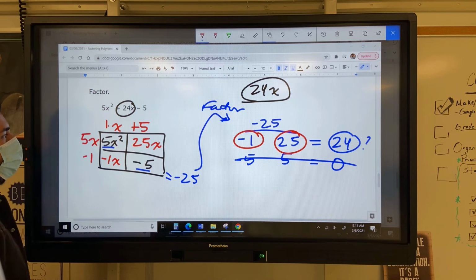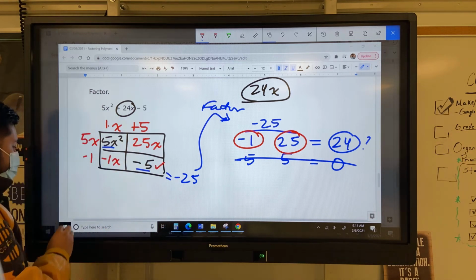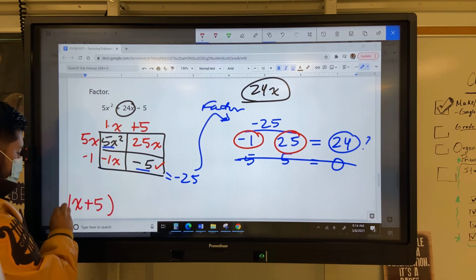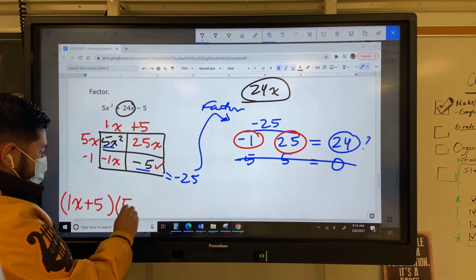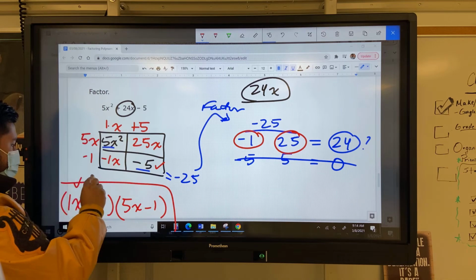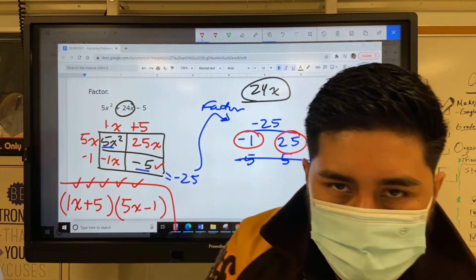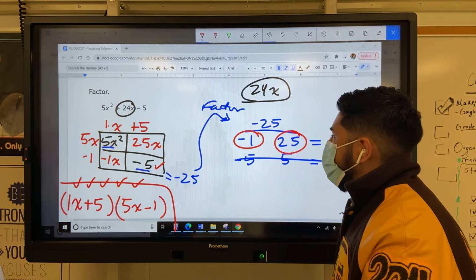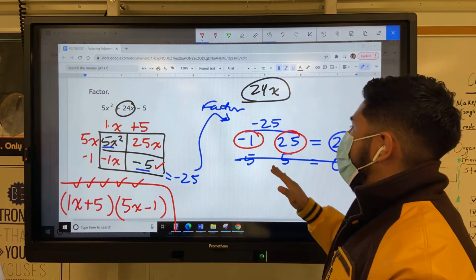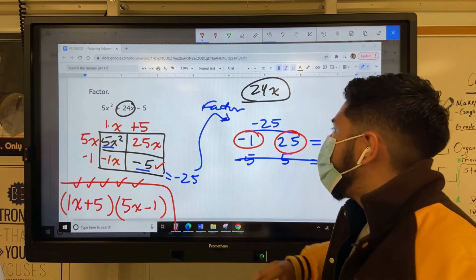Positive 5. How do I check? Negative 1 times 5 gives me negative 5. Answer is 1x plus 5x, 5x minus 1. Check mark, check mark, check mark, check mark, check mark. Multiplication and division. That's all it is. I'm giving you the easiest way to reference back to for the cases, and you should have no problem. Use your case chart. You should be good.